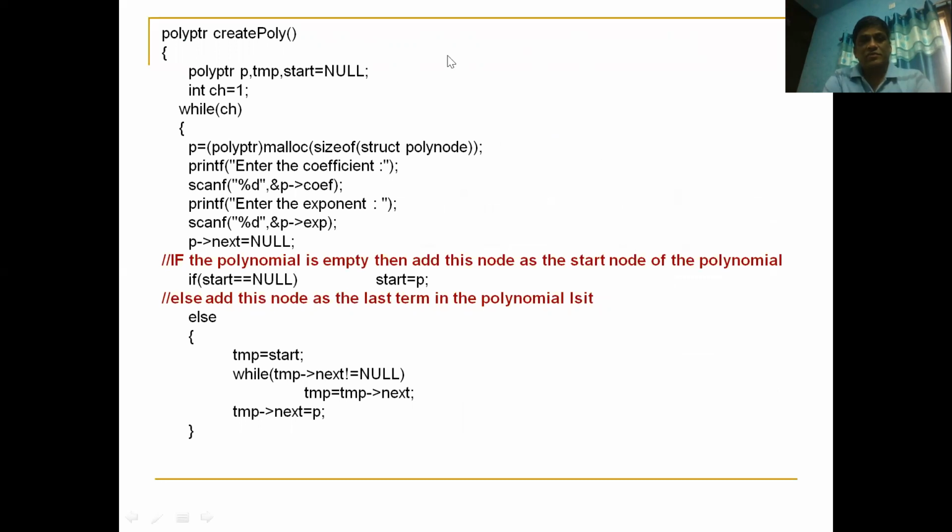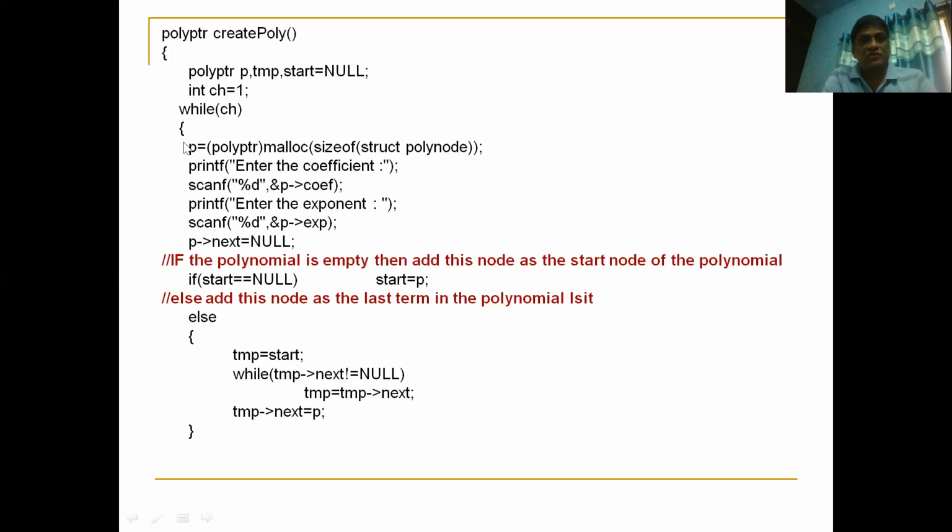Now let us see the implementation part in C language. So I'm creating a new function here, createpoly, for creating the polynomials. For creating a polynomial, we use a loop which is infinite until the user says there are no more terms in the polynomial.